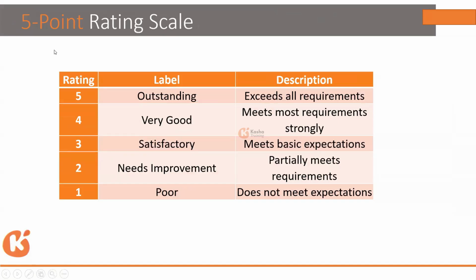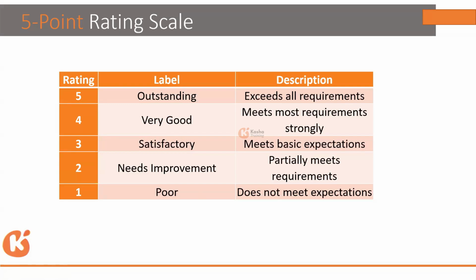Now, the example we have taken is a five-point rating scale. You can create any point of rating scale, but the rating scale should always be a number, because there is a formula to it. Here you can see those numbers: one is poor, which does not meet the expectation, and five is outstanding, which meets all the requirements. Like this, you can see all your rating scale points.